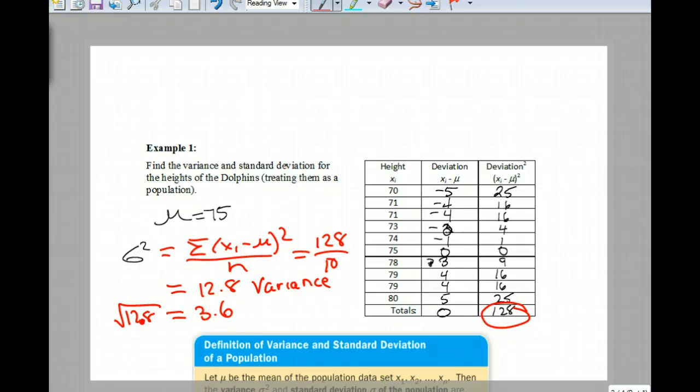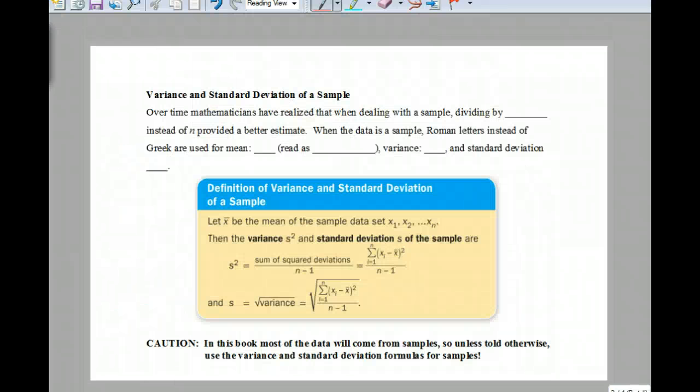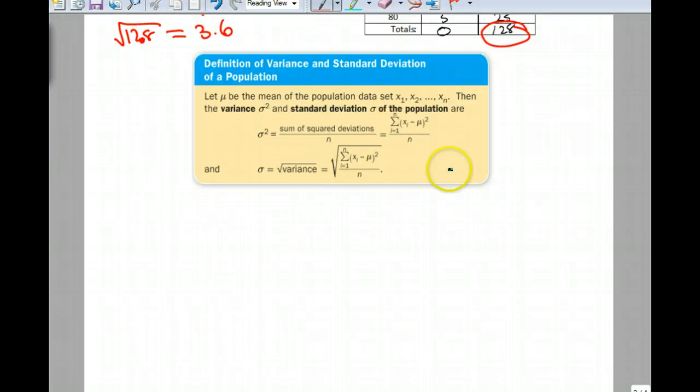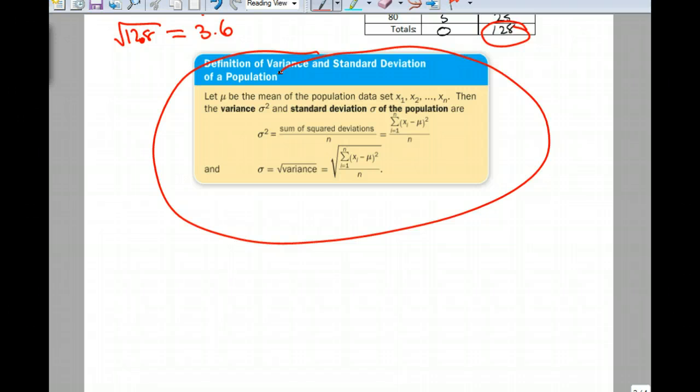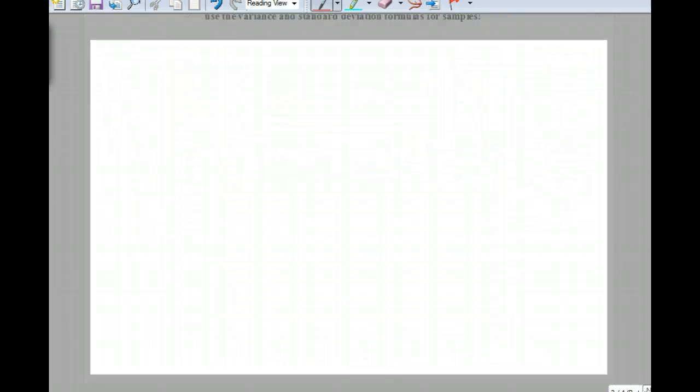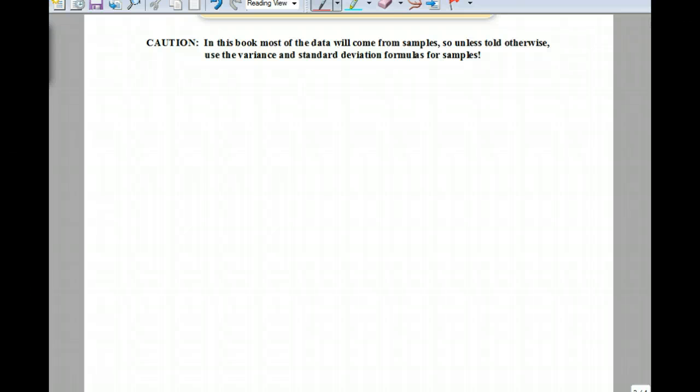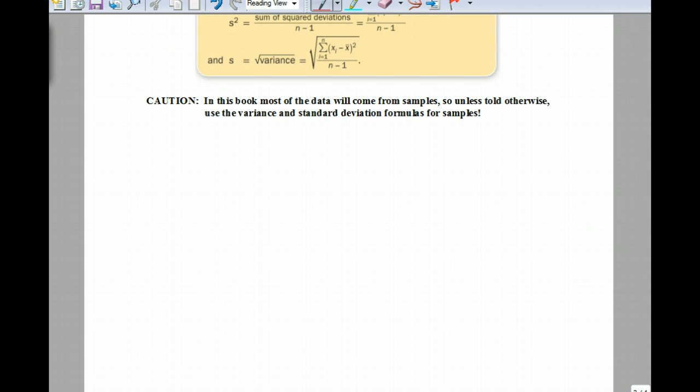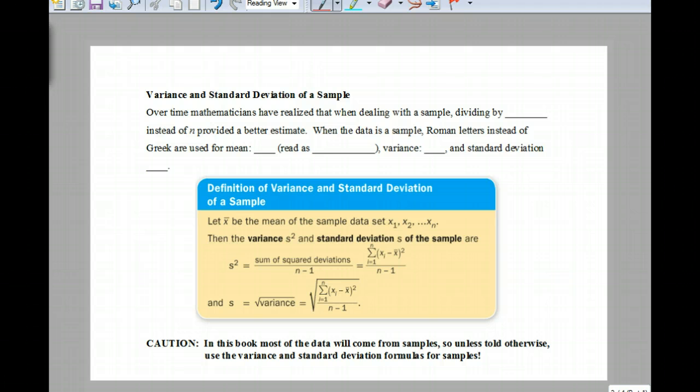All right? Let's keep looking. Down below, I wanted to show you guys this. This is all your formulas, okay? And this is for a population, and I need you guys to pay attention to this. Remember the difference between a population and a sample. Population is the whole thing, sample is just a part, okay? In most statistics, do you take statistics of a whole population? No. So in this class, you're going to be focusing mostly on this one right here. Variance and standard deviation of a sample.